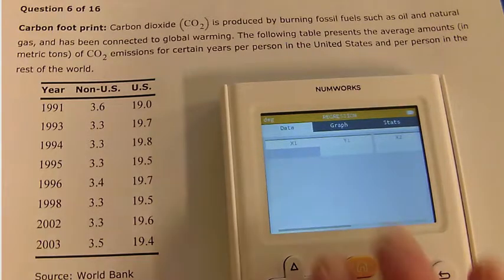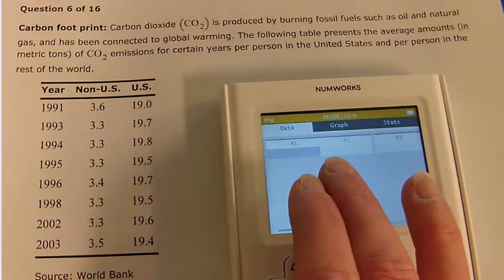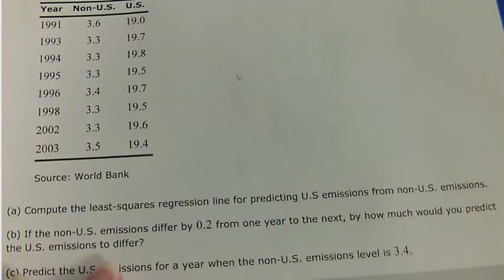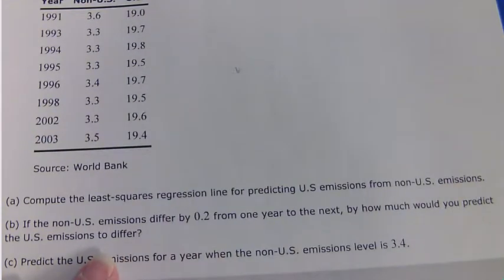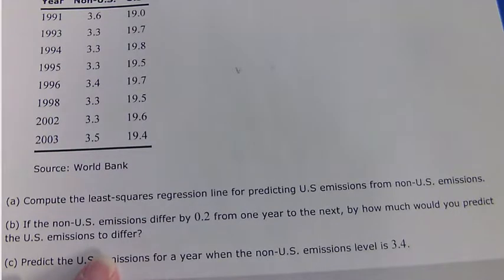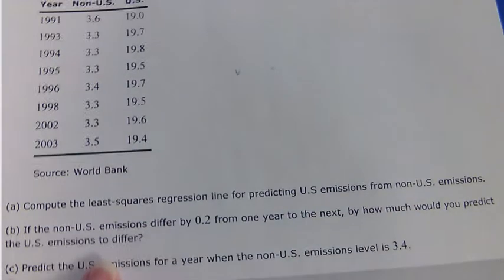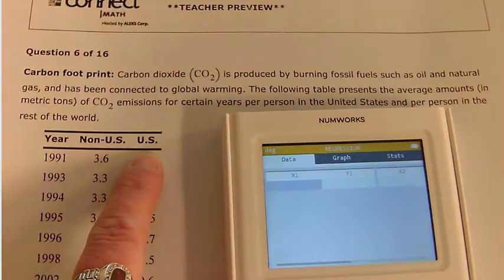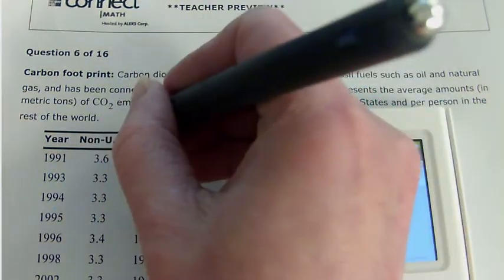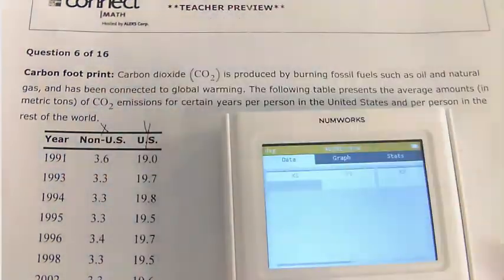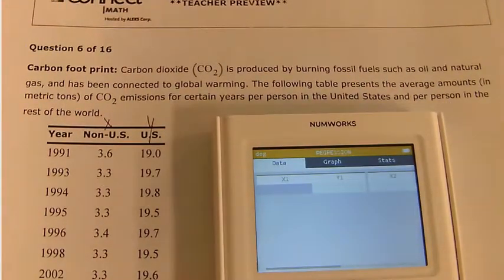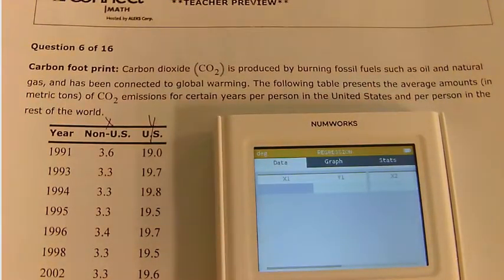So if I go to the regression, you'll notice that it has X and Y. And they want us to calculate a regression line for the U.S. emissions from the non-U.S. emissions. So we're predicting the U.S. from the non-U.S. That means if we're predicting the U.S., that becomes our Y, and this is our X, because we're predicting the U.S. from the non-U.S. So I would enter in the non-U.S.